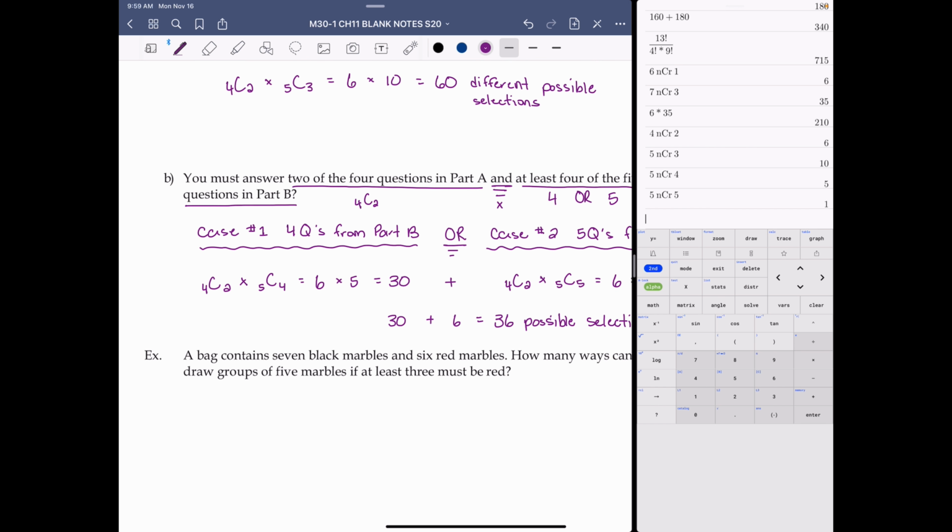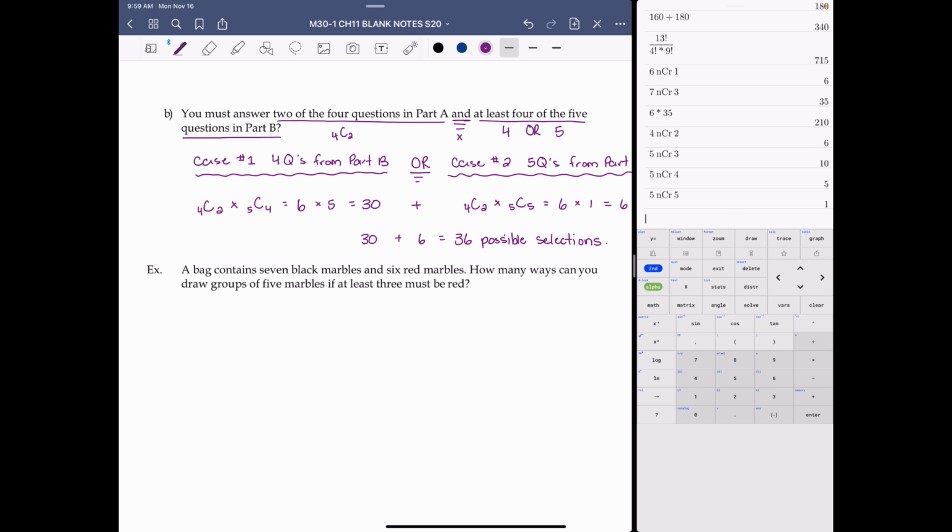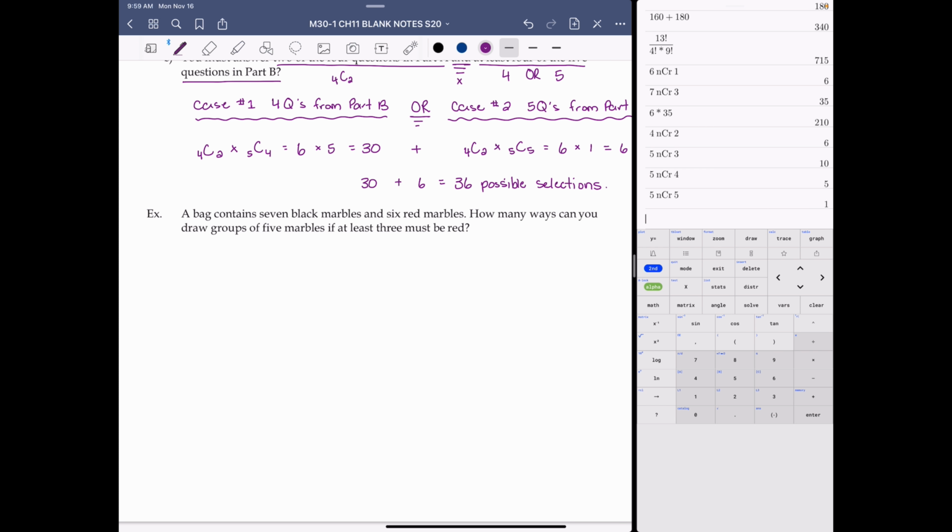Example, a bag contains 7 black marbles and 6 red marbles. How many ways can you draw groups of 5 marbles if at least 3 must be red? So at least 3 must be red, and we're drawing groups of 5. So that's 3 red or 4 red or 5 red because we're drawing groups of 5 and at least 3 have to be red. So we can have minimum number of red is 3, or we can have 4, or maximum number of red would be the total group size, which is 5.